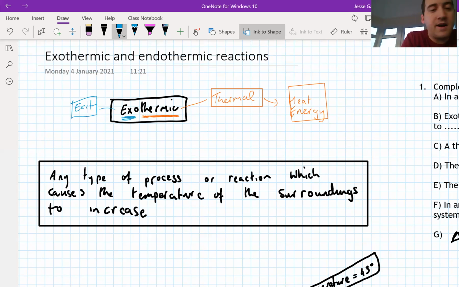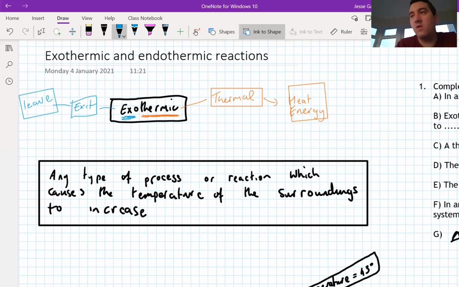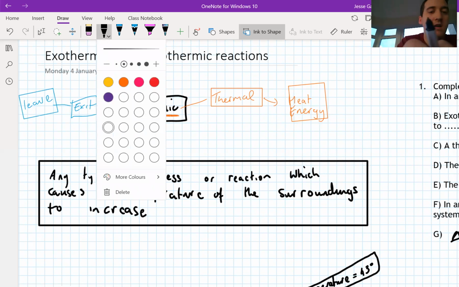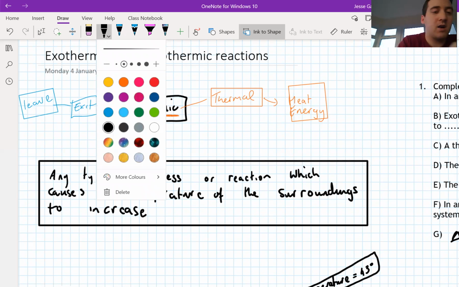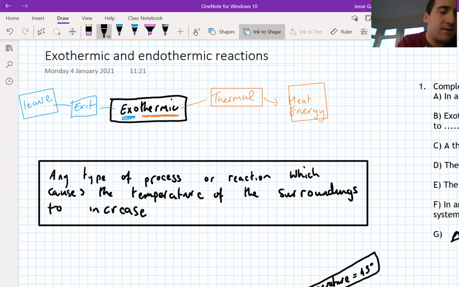Exit. And exit means leave. If you exit somewhere, you leave it. So exothermic, heat energy leaves. Okay, now where does it leave? Where does it go to? Well, it leaves and it goes to the surroundings.